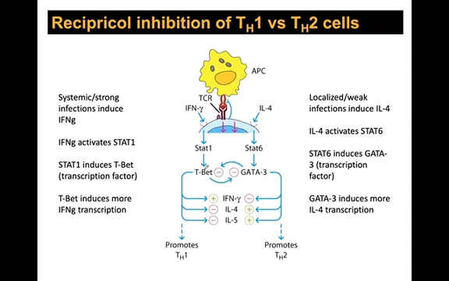So this is where we get lineage commitment. Now, if you provide enough of this in vivo or in vitro, primarily it's been shown in vitro, you can overcome this, but really it's the transcription factors that are mutually inhibiting.